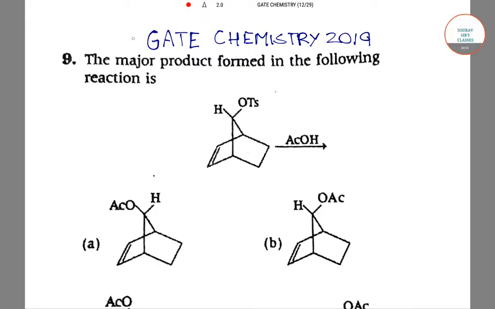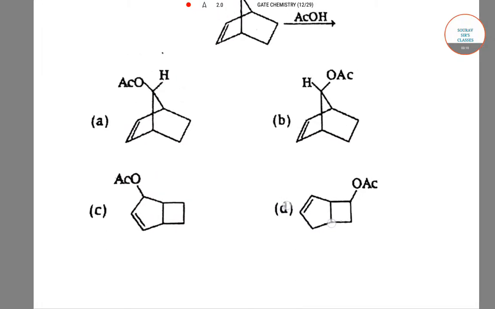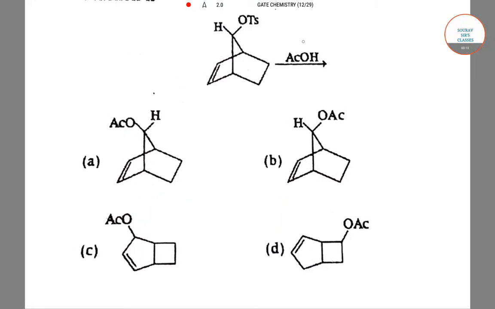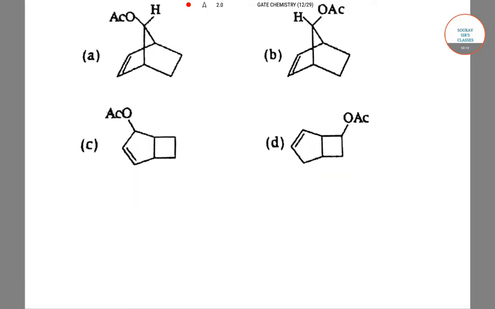Today we are going to solve a question of GATE Chemistry 2019. The question given to us is an organic question, which has asked us for the major product of this reaction. Now, let us see how this reaction would take place.